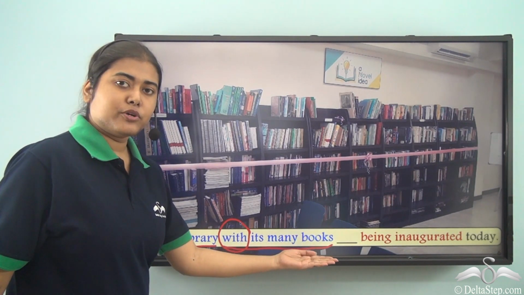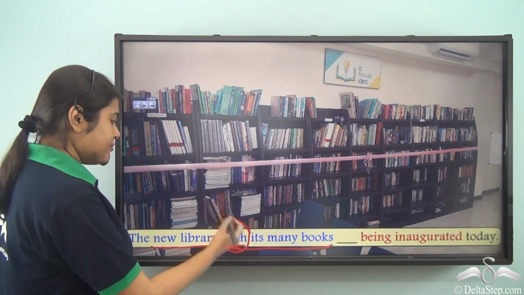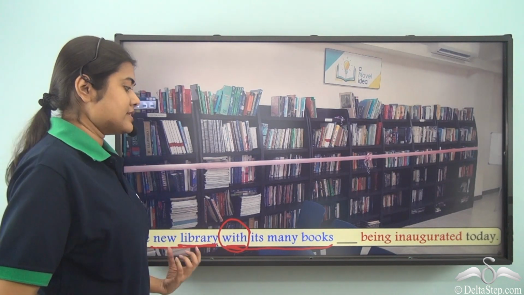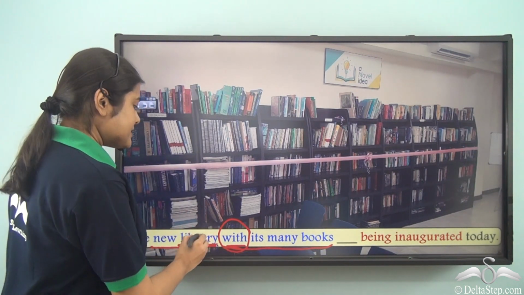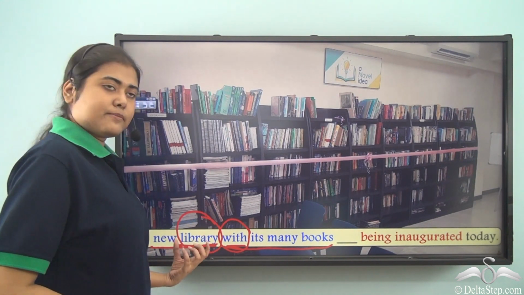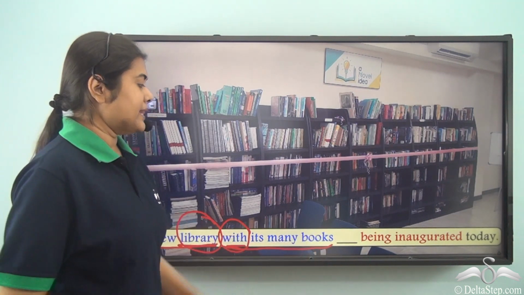So this part is plural, but this part is preceded by with, and before with we have the noun library, which is singular. So in this case the verb will be decided by the number of this noun, library. Since this part is singular, we are going to use a singular verb in this blank.